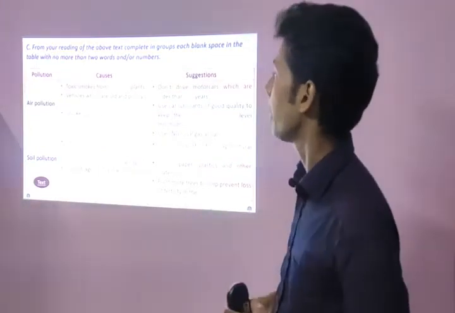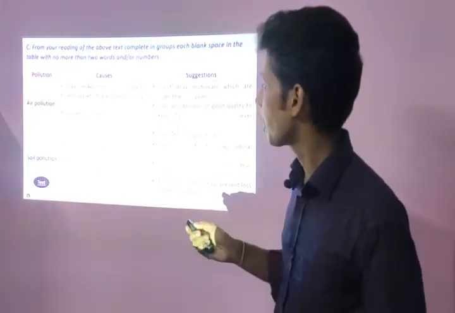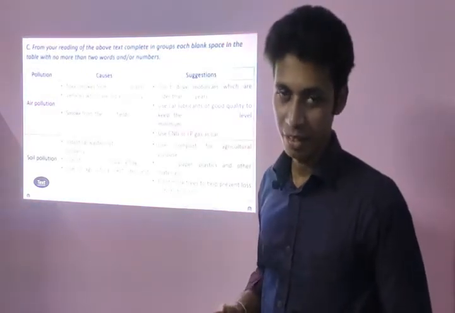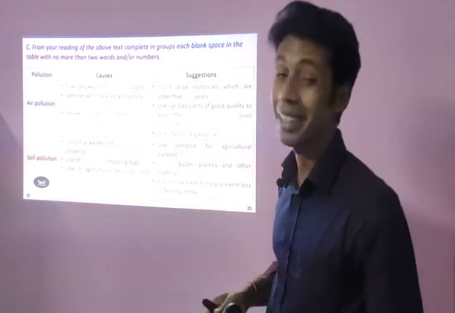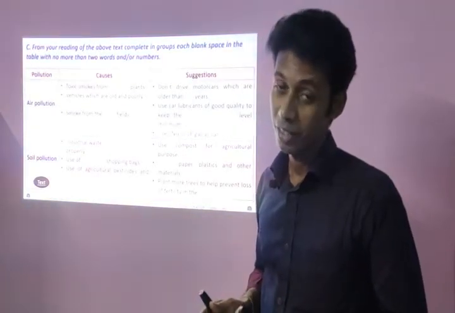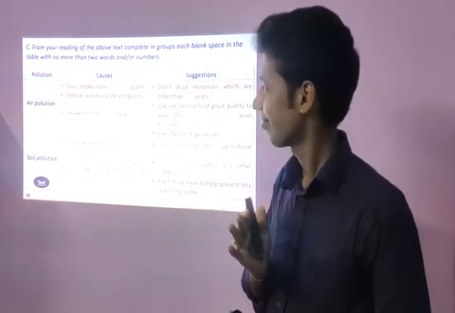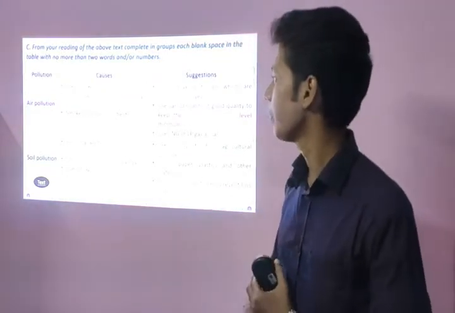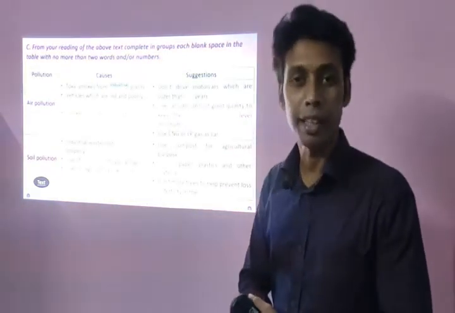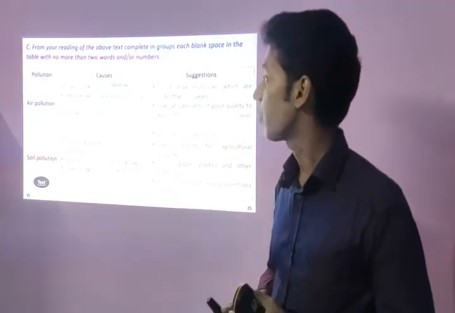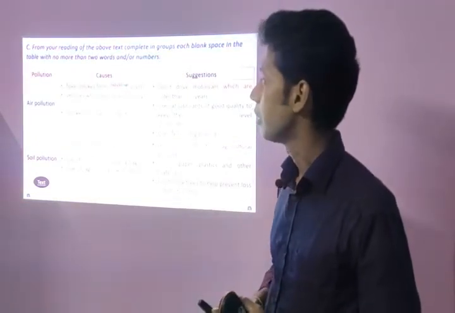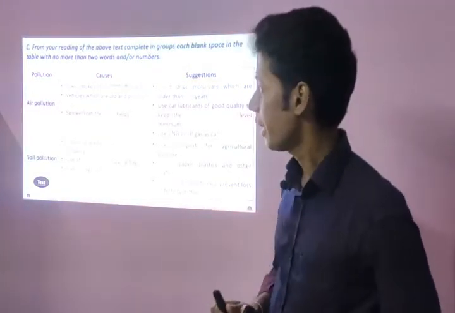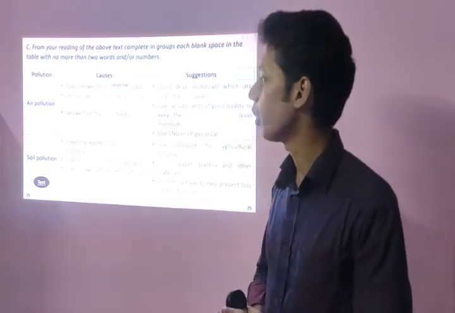Okay. Causes of air pollution: toxic smoke from blank plants. Can you guess? Maybe you were correct. Okay, let's see the correct answer. Industrial plants. So, toxic smoke from industrial plants causes air pollution. Okay. Second one is vehicles which are old and poorly blank.